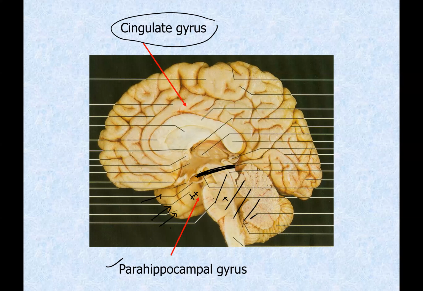Then you can see another structure. Now this is the cingulate gyrus. Just below the cingulate gyrus, you see a structure like this. This is called the corpus callosum.